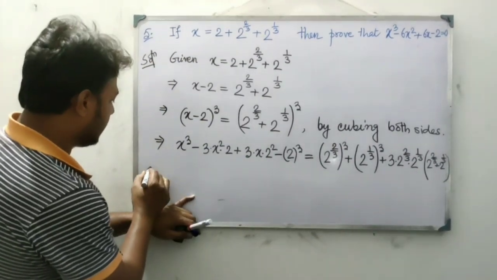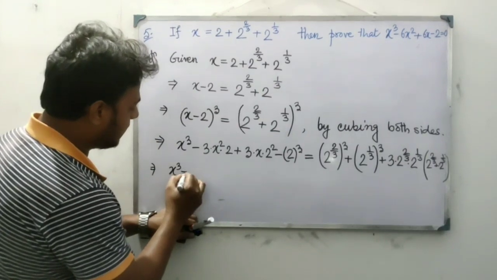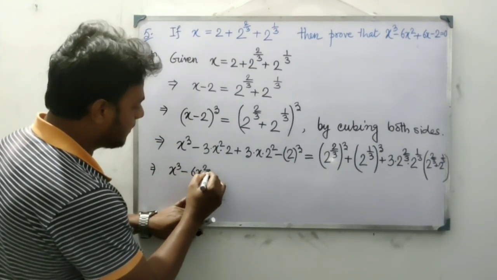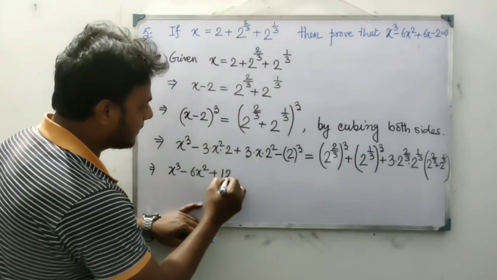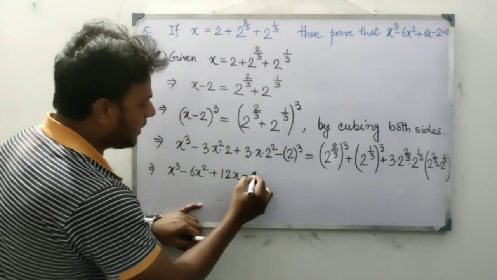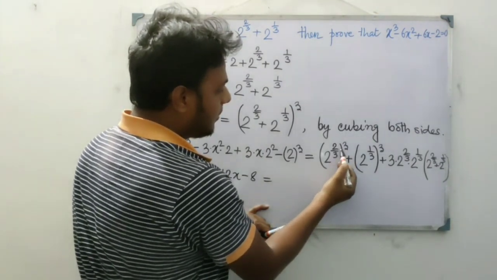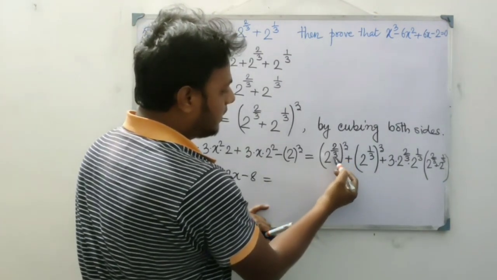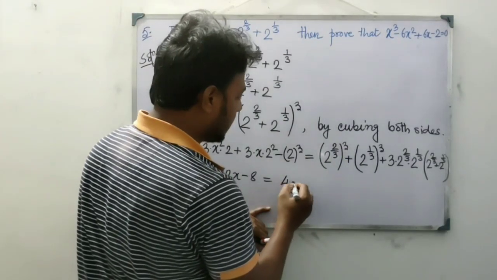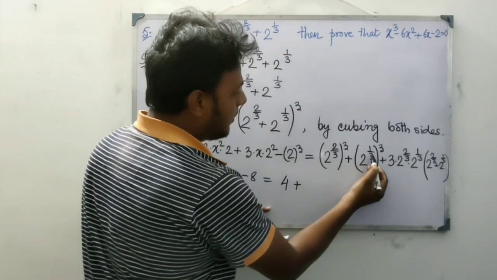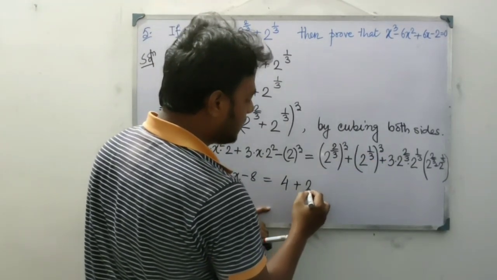So now simplify. Then this is x cube minus 6x square plus 12x, since 3 into 4 is 12, minus 2 cube means 8, equals 2 to the power this into this. So we can multiply the powers. If you multiply the powers, then 3 will be cancelled out. Then it will become 2 square, 2 square means 4 directly. Plus 2 to the power 1 by 3 into 3, here 3 cancels out, so it will become 2 to the power 1, so 2 to the power 1 means 2 itself.